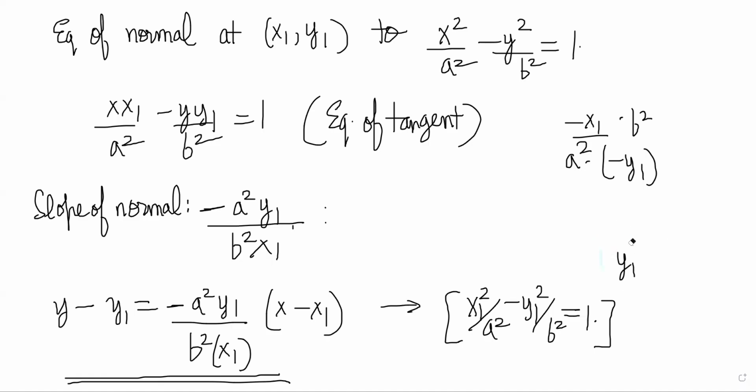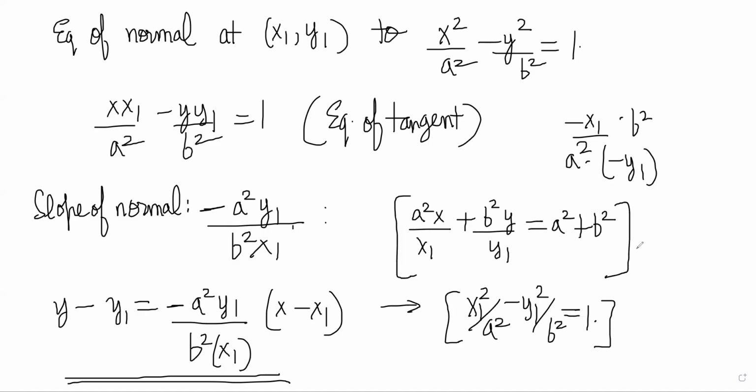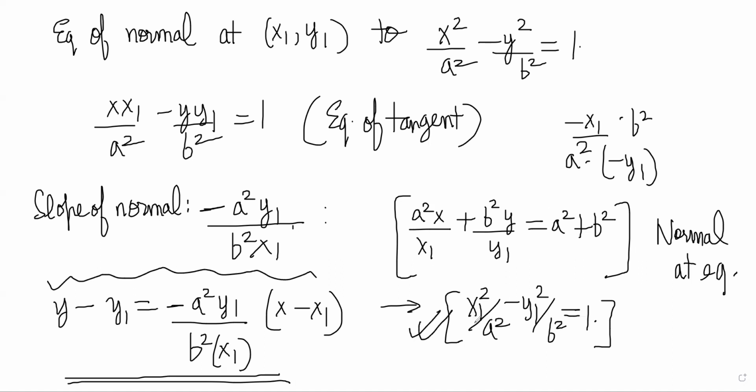The equation of normal to a hyperbola can be written as this: a square x by x1 plus b square y by y1 is equal to a square plus b square. This is the normal at x1, y1. The proof of this is simple. Use this, simplify it a little bit. See, you'll get b square y and stuff, and use this result also, because point x1, y1 lies on the curve, right? So that gives us the equation of normal.